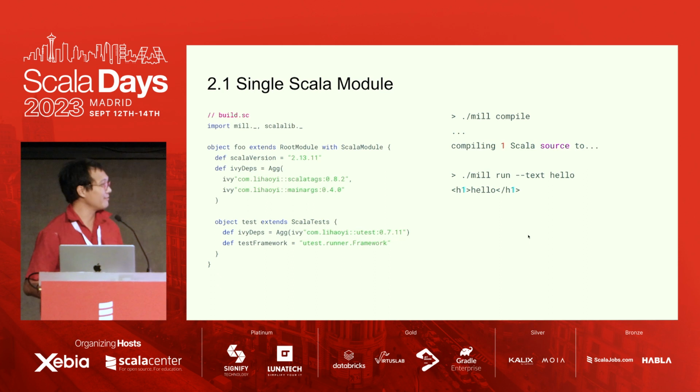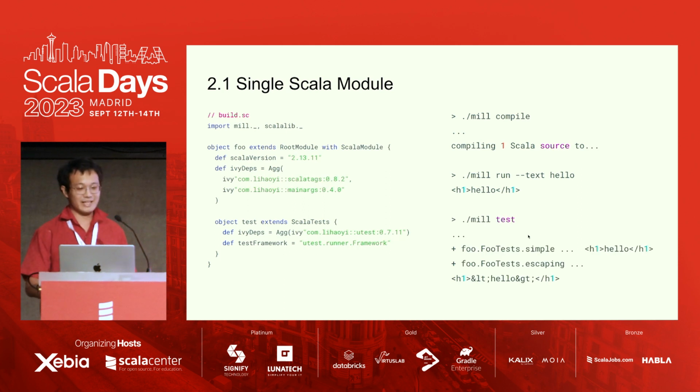You can run it, Mill run, passing in the command line flags we saw earlier defined in the Scala code. It prints out this thing. You can run Mill test to run the test suite that we have defined below. And I'm not going to show the test code.